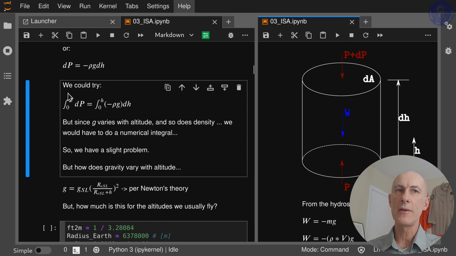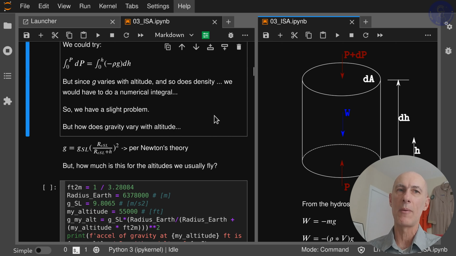And we could try to integrate this equation now, integrating pressure on one side and then minus rho g dh on the other one. But g varies with altitude, and so does our density. So we would have to do a numerical integration here, which is not nice. So we have a slight problem.